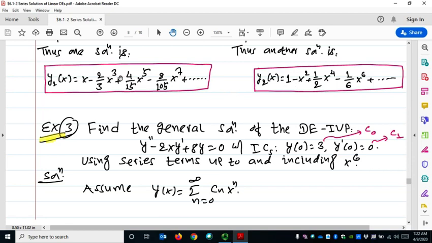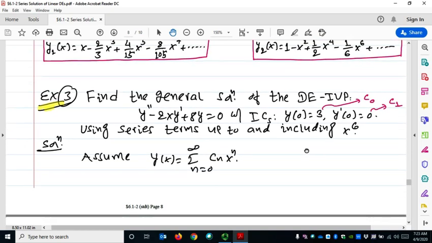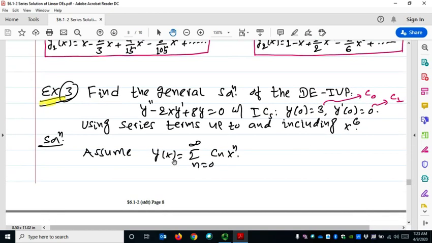We put this as c0 times y1(x) plus c1 times y2(x), and then to find the values of c0 and c1 we use these conditions, and we are only writing up to the term including x to the 6. Hopefully it makes sense to you here. So then let's start. Assume the solution is of the form of a power series. The ordinary point is 0 here.